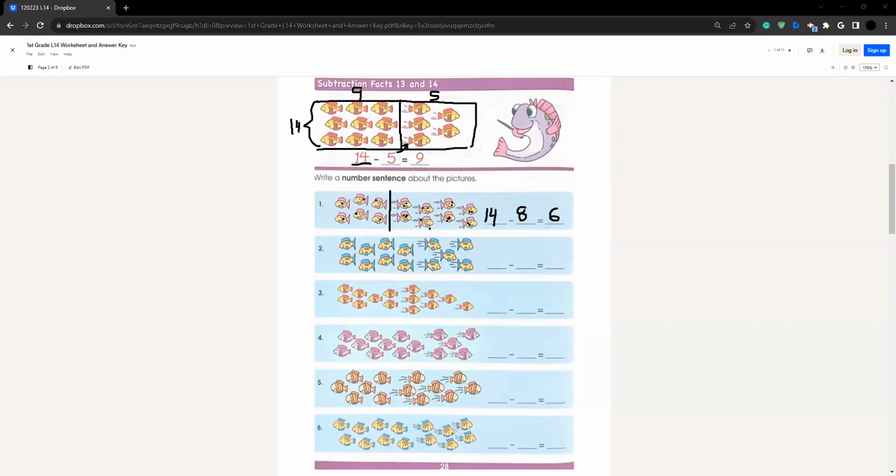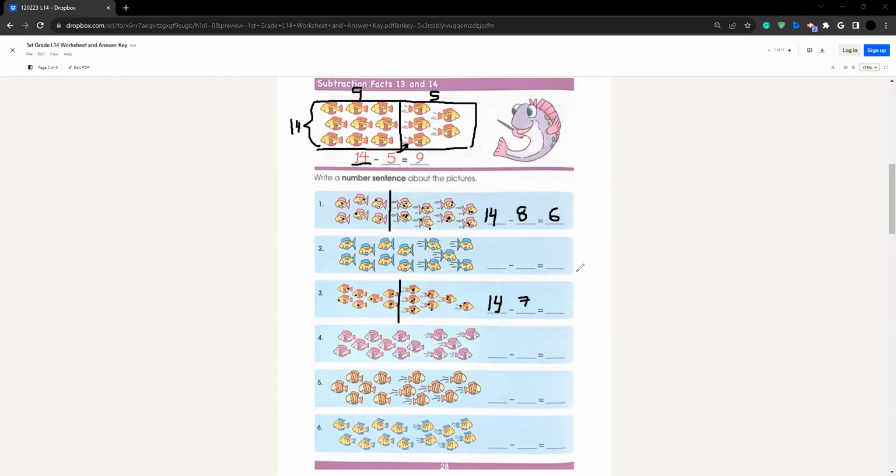Do the same thing. Okay, so 14 minus 8 is 6. Let's do number 3. Let's count total. 1, 2, 3, 4, 5, 6, 7, 8, 9, 10, 11, 12, 13, 14. 14 fish again. Split it down the middle. And we'll count how many run away. 1, 2, 3, 4, 5, 6, 7. 7 fish swim away.